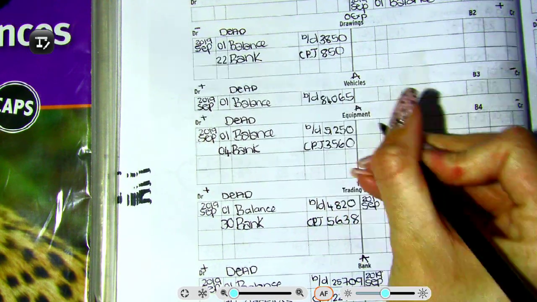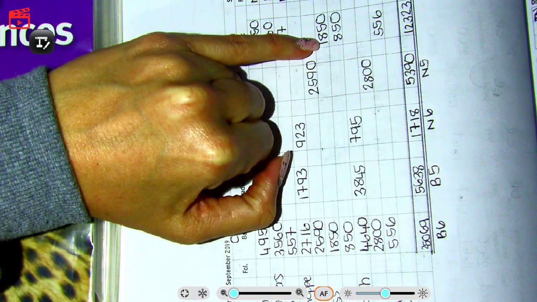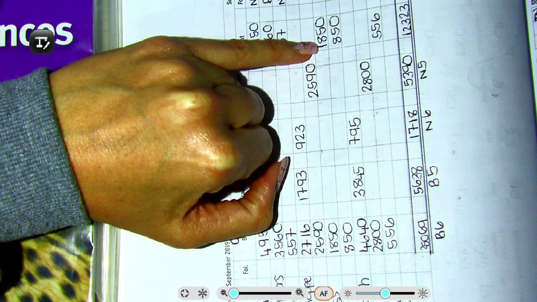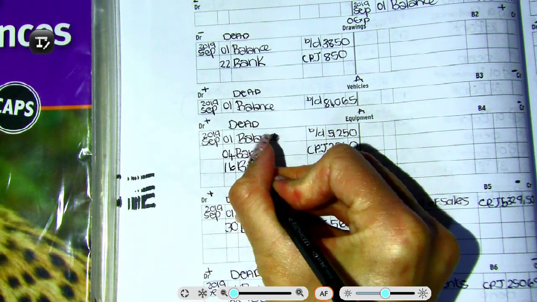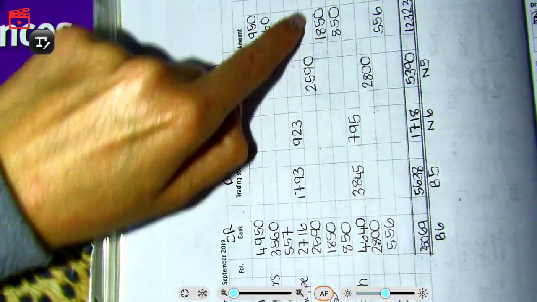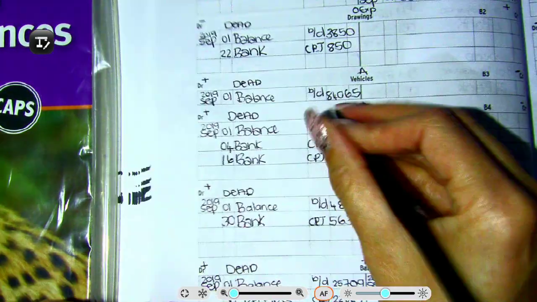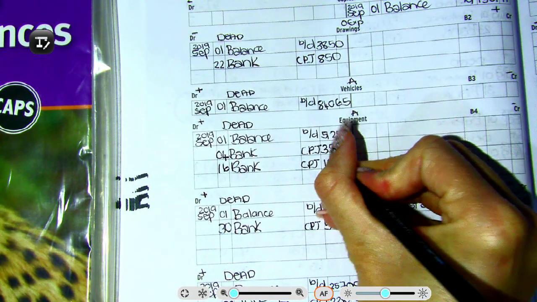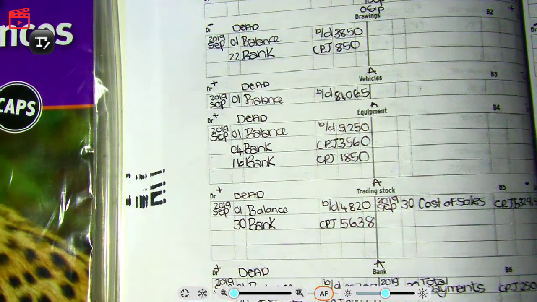Then there was another entry for equipment of 1850 on the 16th. So once again, also on the debit side, bank, CPJ, and that amount, sorry, I forgot now, 1850. Okay, hopefully we get that. Okay, B. I've done drawings, I've done equipment.